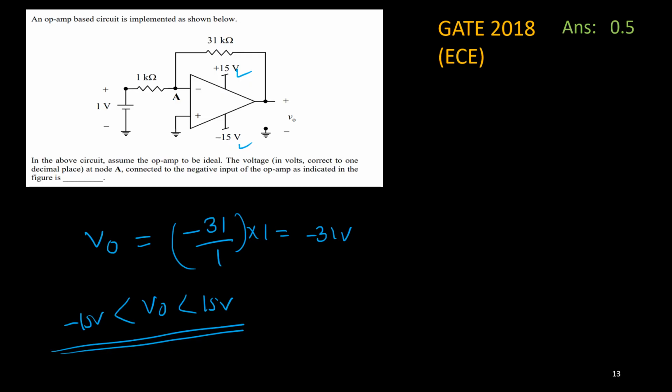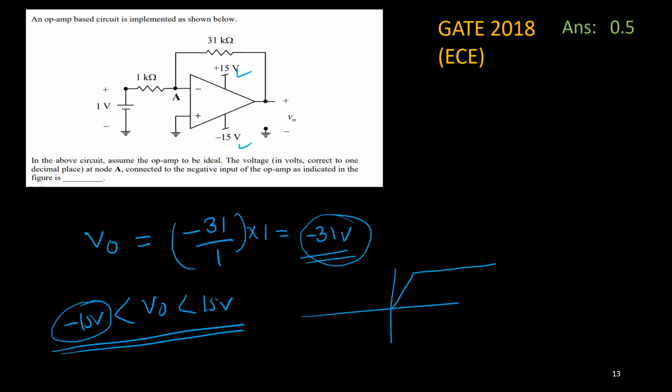Okay, so it is not within the range. That means negative feedback is not working properly. Output is getting saturated. If output is getting saturated, which direction? Minus 31 volt, but it cannot attain minus 31 volt. So exactly this potential will be saturated.